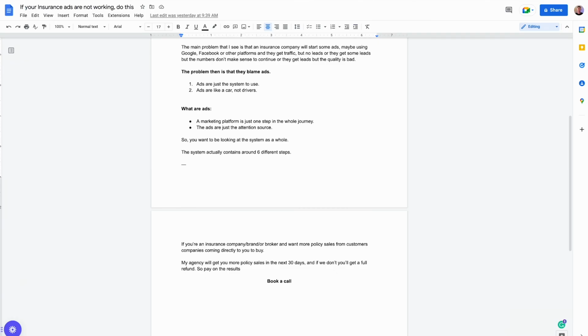So that's basically how to identify the system, how to break down the system, and know what part of this system is actually broken.